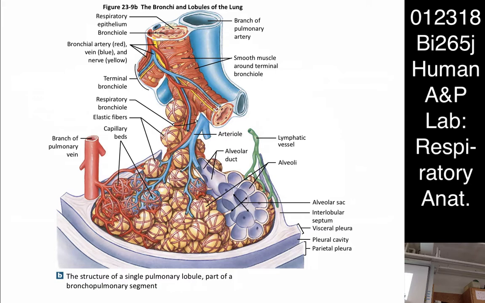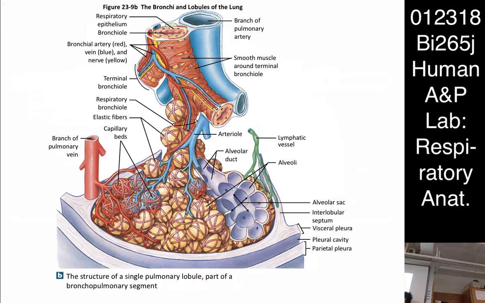And a respiratory bronchiole then further arborizes into what's called an alveolar, A-L-V-E-O-L-A-R, alveolar duct, with a T, not a K. Alveolar duct. Although if you got a lung infection, it'll sound like quack, quack.